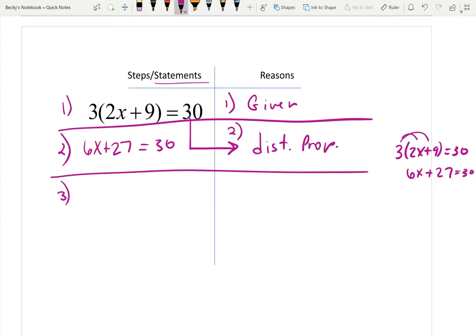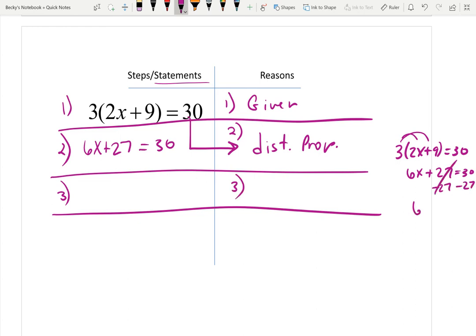Good. Now, for step 3, you're just going to solve it. So you're going to subtract 27 to the other side. So 6x equals 3. So I went down, I showed my next step, and I go over and I say how or why I'm allowed to do this. So this is the subtraction property.